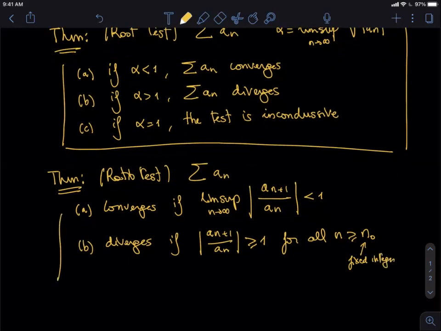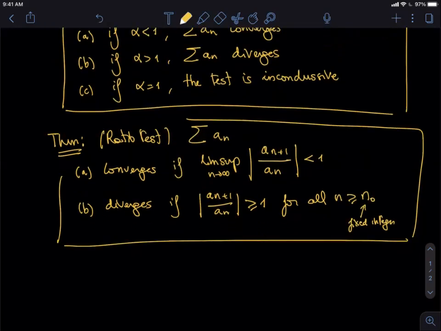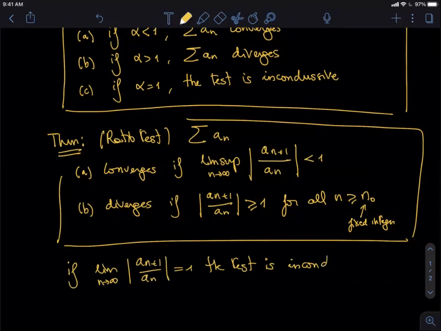Okay. Here, notice that in particular, if the limit of the ratio is equal to 1, also we can draw no information. Okay, so if the limit as n tends to infinity of an plus 1 over an is exactly 1, the test is inconclusive.